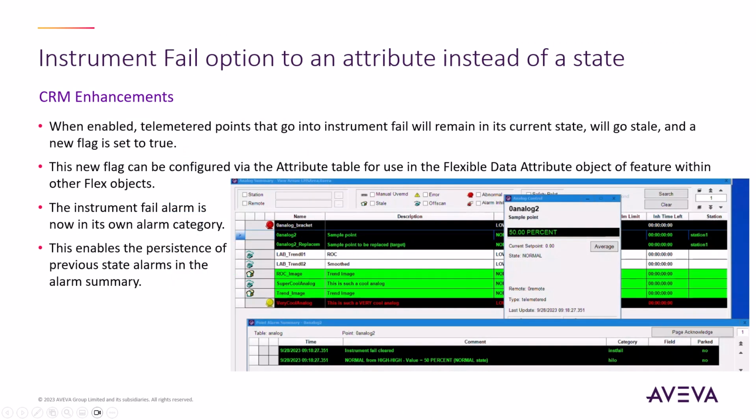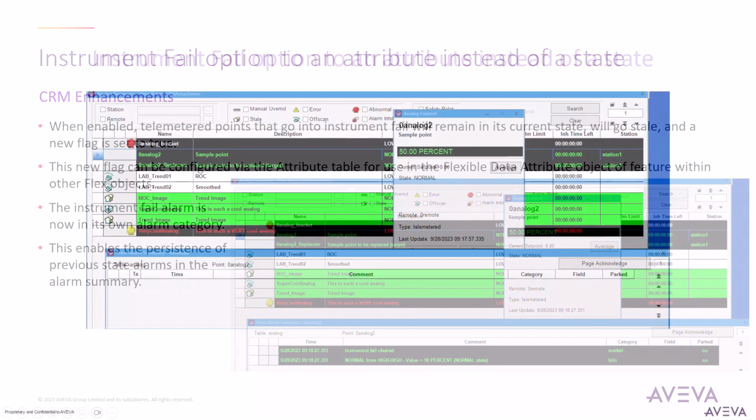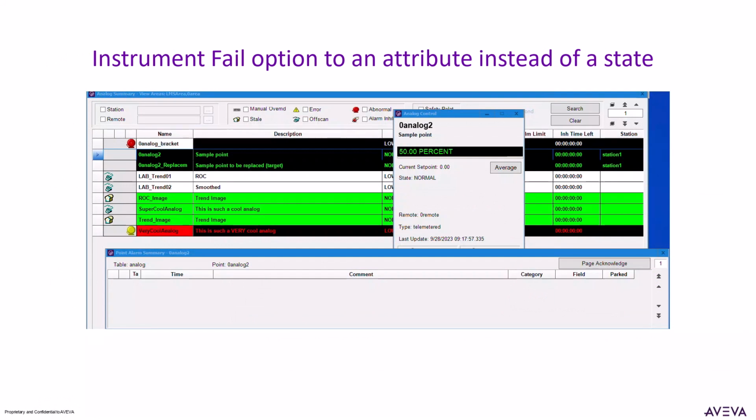Instrument fail is an attribute. This enhances the SCADA operator's situational awareness by presenting two key factors to the operator: the last known state of the point and the point as an instrument fail. Additionally, for displays that utilize the Flex HMI objects, a dedicated attribute can be used to indicate this condition.